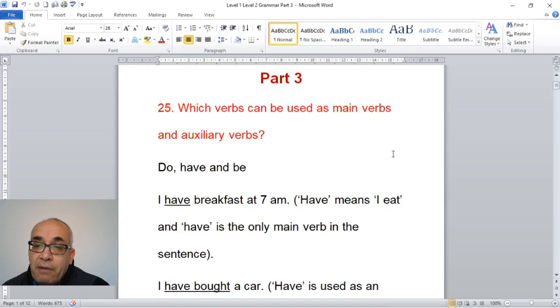What's the meaning of have? It means I eat. I have breakfast means I eat breakfast. But English people say I have breakfast. They don't say I eat breakfast, generally speaking. And have, as I said, is the only verb, main verb in the sentence, and that's why it is used as a main verb.